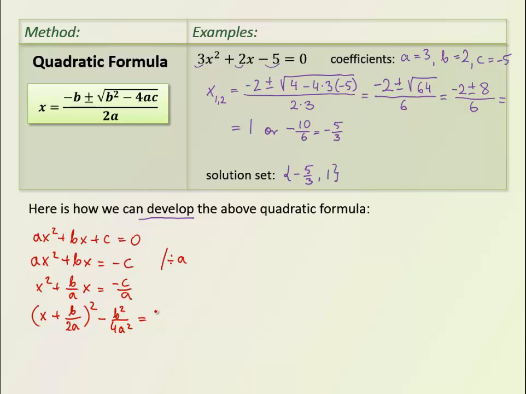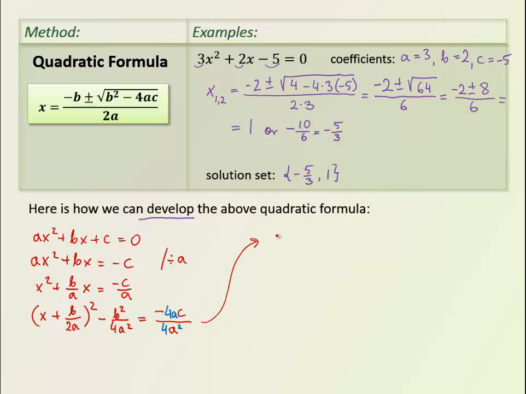equals, and in preparation for the same denominator, let's rewrite the negative c over a as negative c over a, but we also would like to multiply the numerator and denominator by 4a. So that will be 4a squared. That way we produce the same denominator and it will be easy to combine them in the next step.